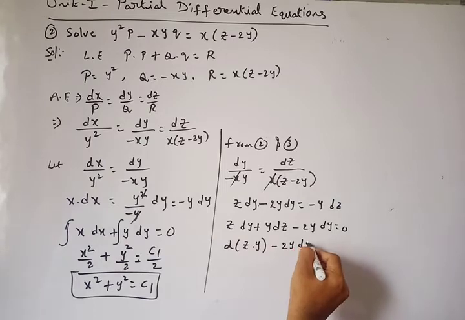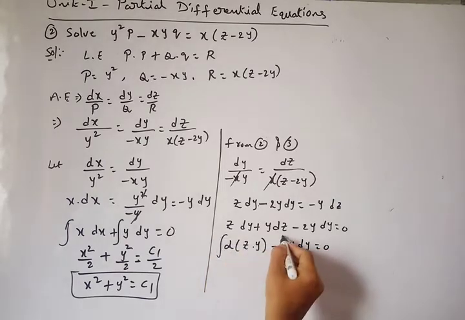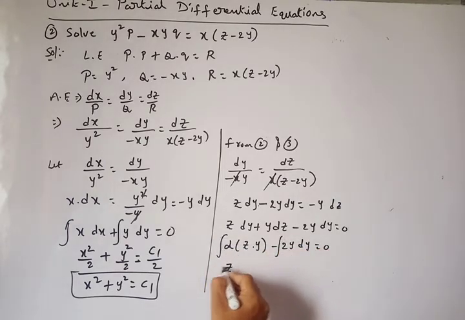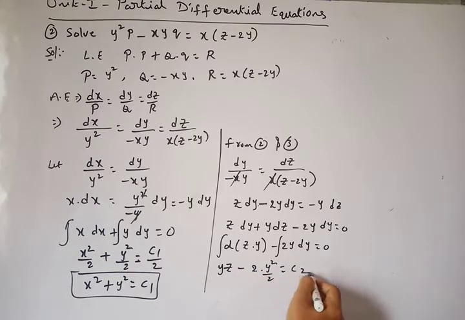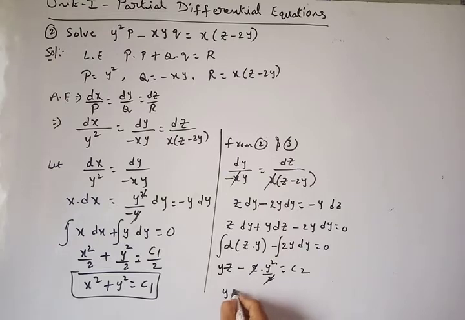Minus 2y dy is equal to 0. Now integrate here. If I integrate, integration and differentiation get cancelled. So z minus 2 into integration of y is what? y square by 2 is equal to c2. 2 and 2 get cancelled. z minus y square is equal to c2. This is another solution. Correct.